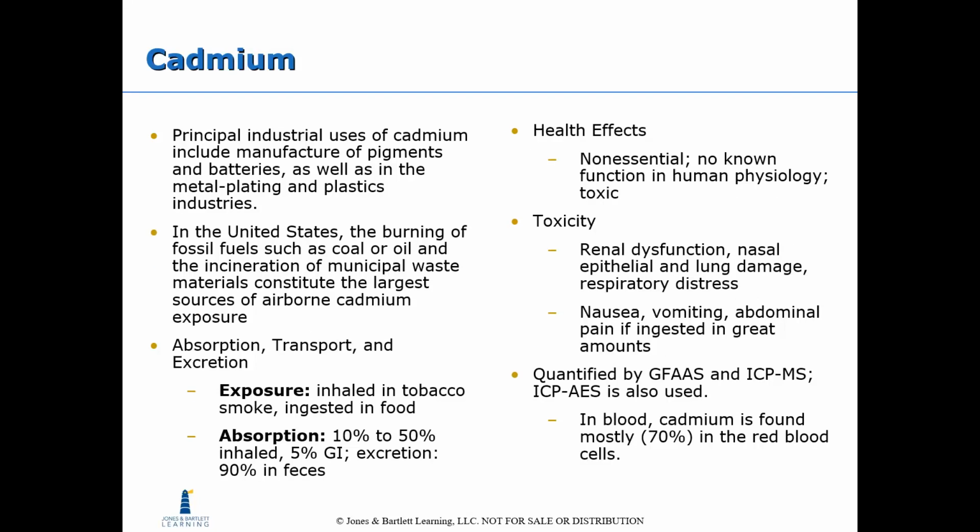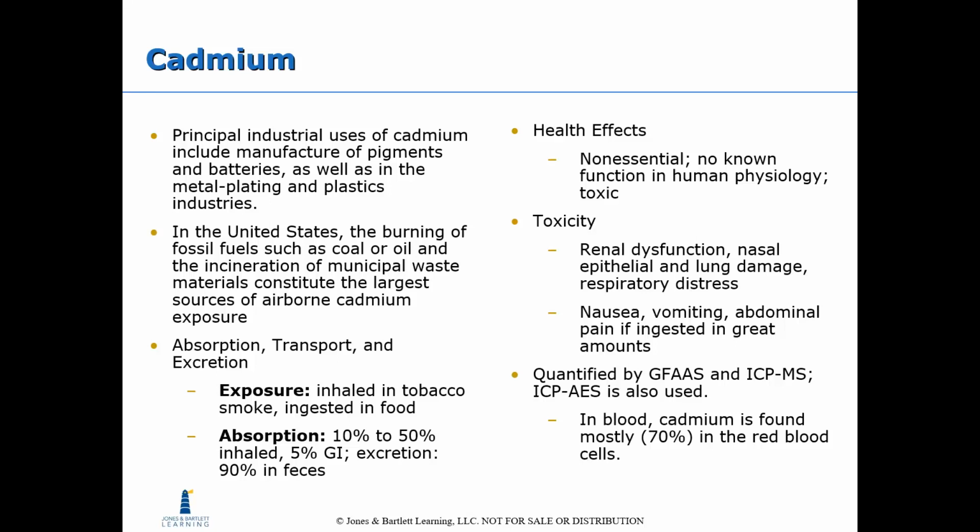Cadmium. Principal industrial uses of cadmium include manufacture of pigments and batteries, as well as in metal plating and plastics industries. In the United States, the burning of fossil fuels such as coal or oil and the incineration of municipal waste materials constitute the largest sources of airborne cadmium exposure. Absorption, transport, and excretion. Exposure: inhaled in tobacco smoke and ingested in food. Absorption: 10 to 50% inhaled, 5% GI; excretion, 90% in feces.